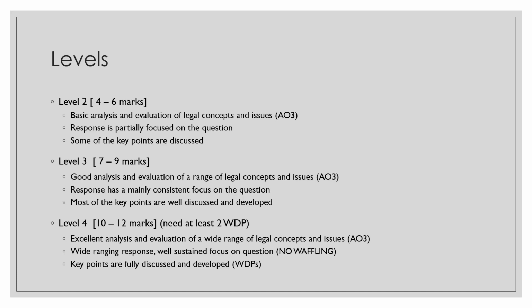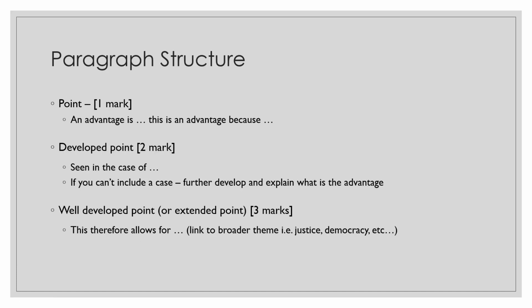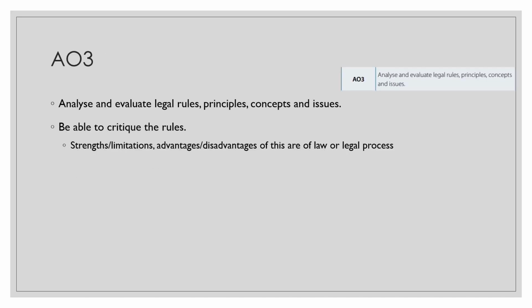An examiner would basically use these levels as a framework to place your answer in. If you have at least 2 well-developed points, your answer would probably be a level 4. If you have less than that, then it'd be a level 3 or level 2. The examiner would base it on your paragraph structure, how many well-developed points, developed points, and points you have. And they will base it on AO3, to the extent you have evaluated the legal rules and principles, concepts and issues.